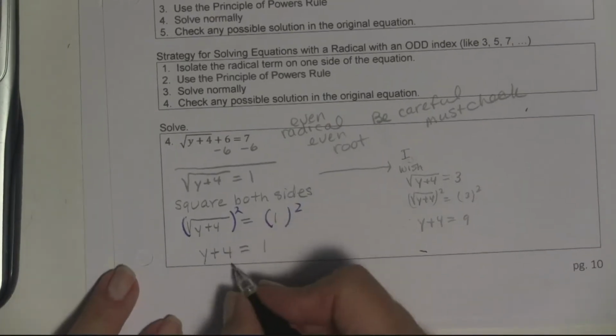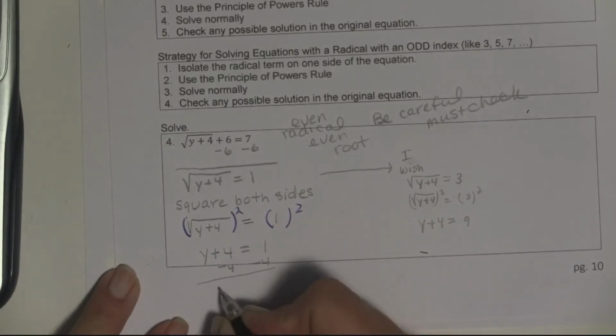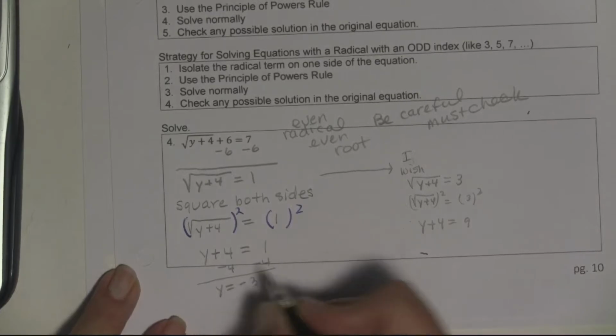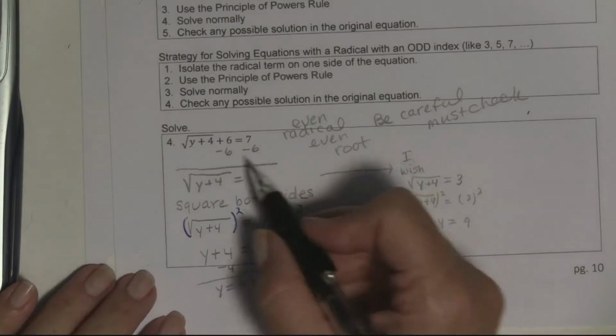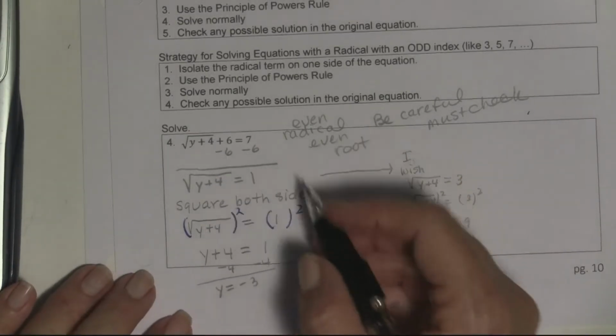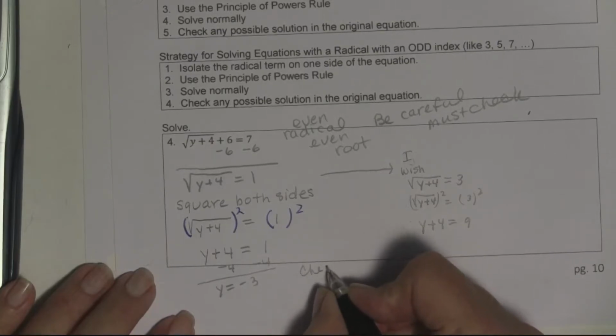So now I'm going to solve for y, right? Take away 4 both sides. And I get y equals -3. And remember, be careful, must check. And so I'm going to put back in the original and I'm going to check it and make sure that it checks. So here I am checking it just to make sure.